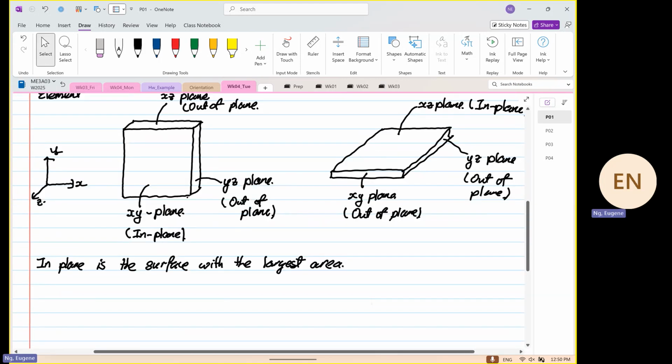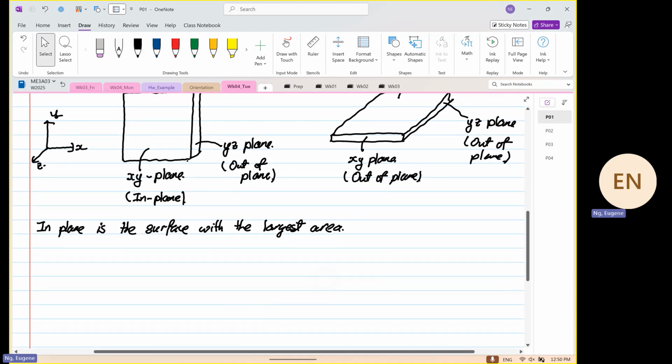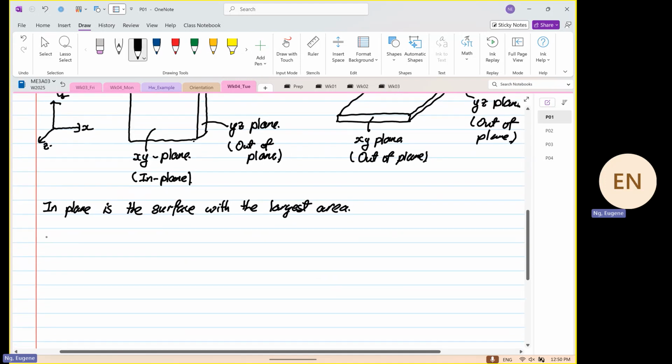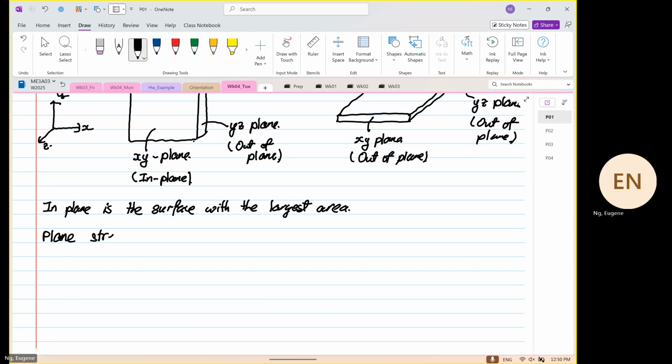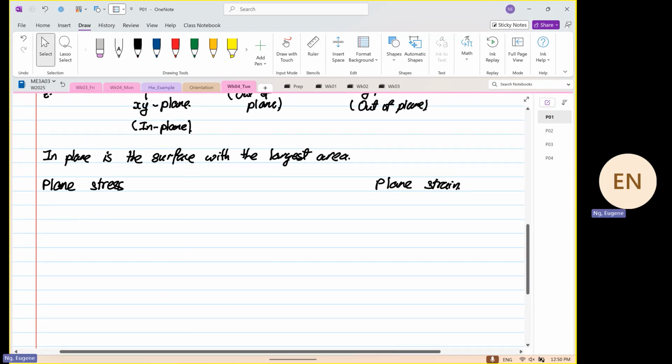There are two terms that I want you to learn now. One is known as plane stress, and the other one is known as plane strain. Okay. So what do I mean by the term plane stress and plane strain?